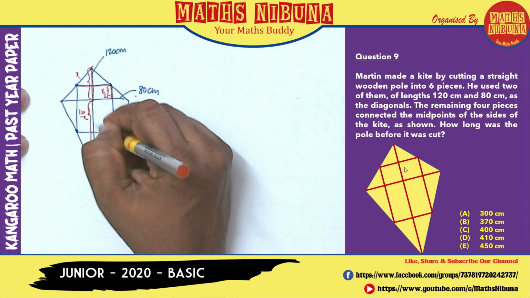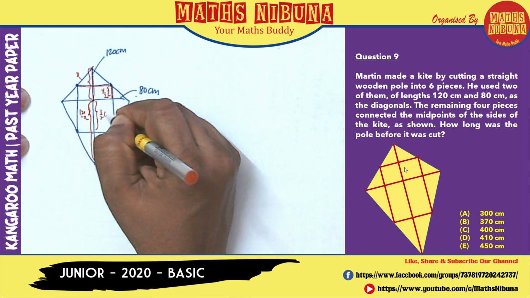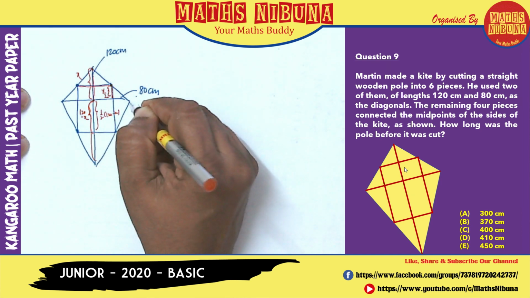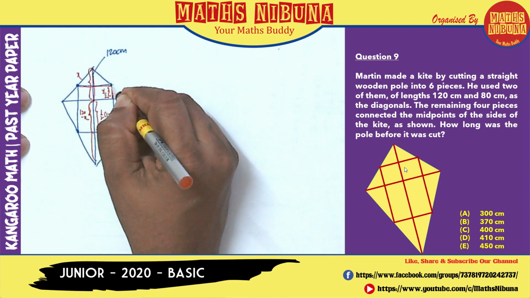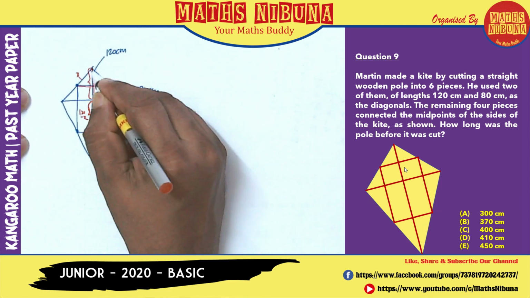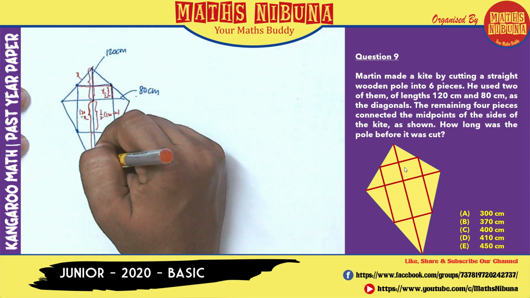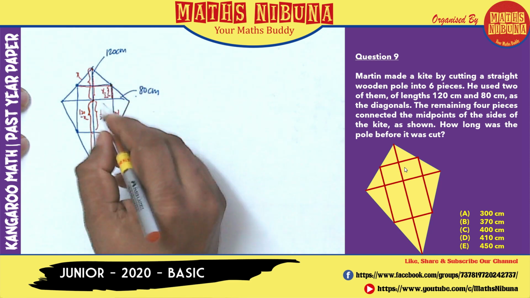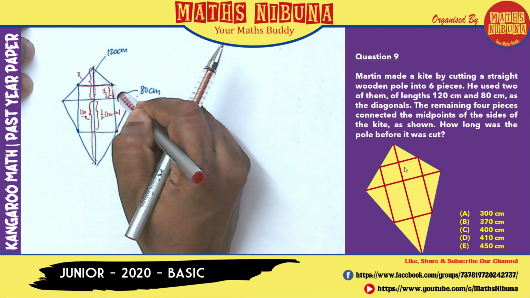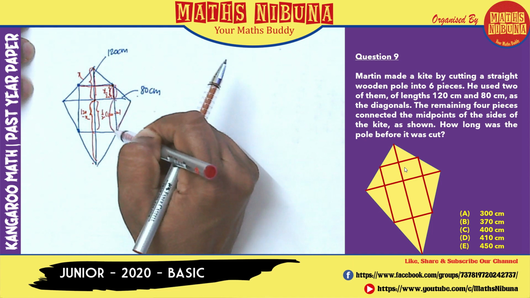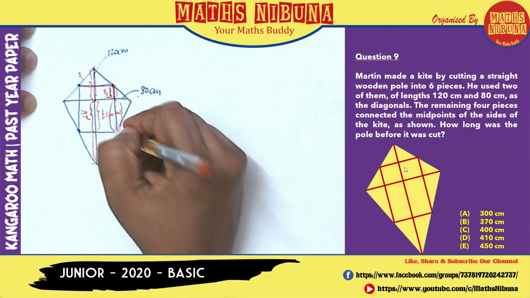If this is 120 minus x, this length will be half of the 120 minus x, because it is connected to the center. Same thing here also, because this is center, this one will be half of this one. That means this length is x over 2, and this length is half of 120 minus x. So we see what is the length.